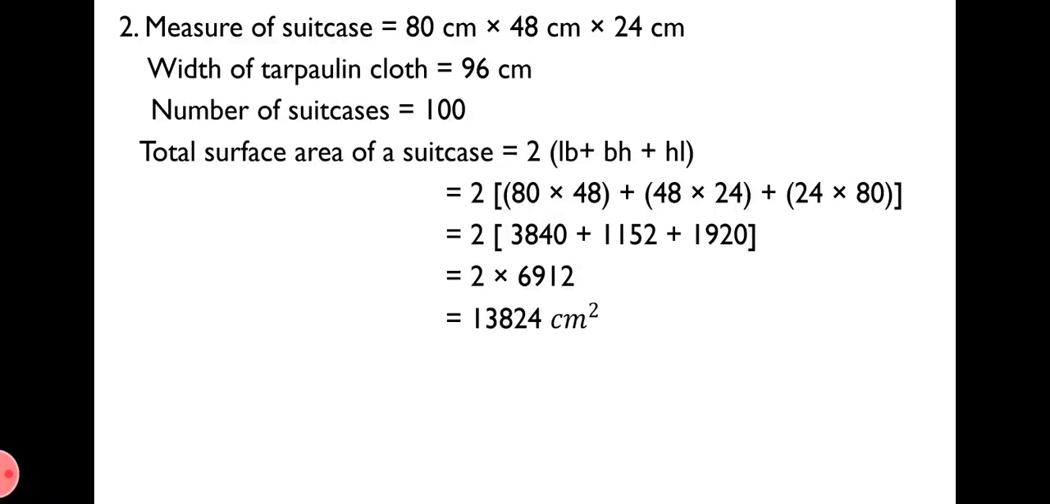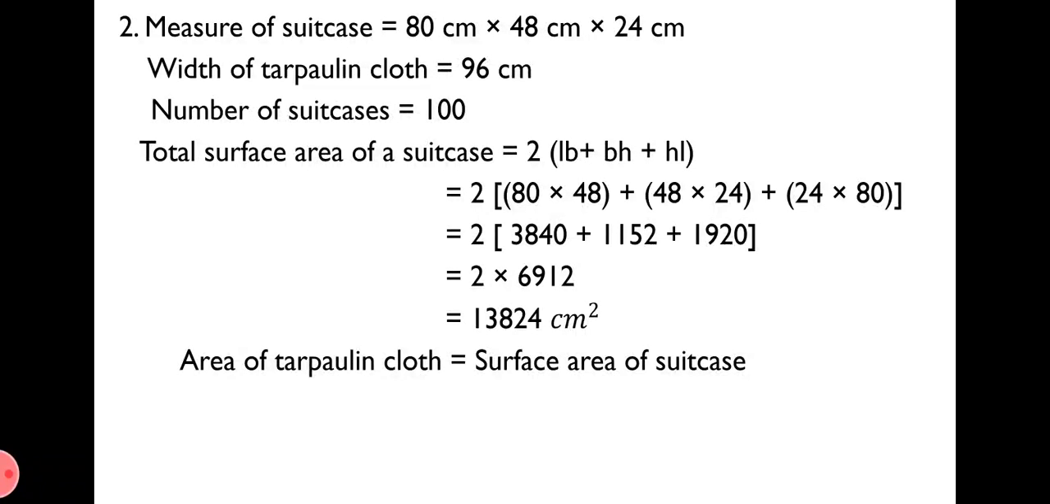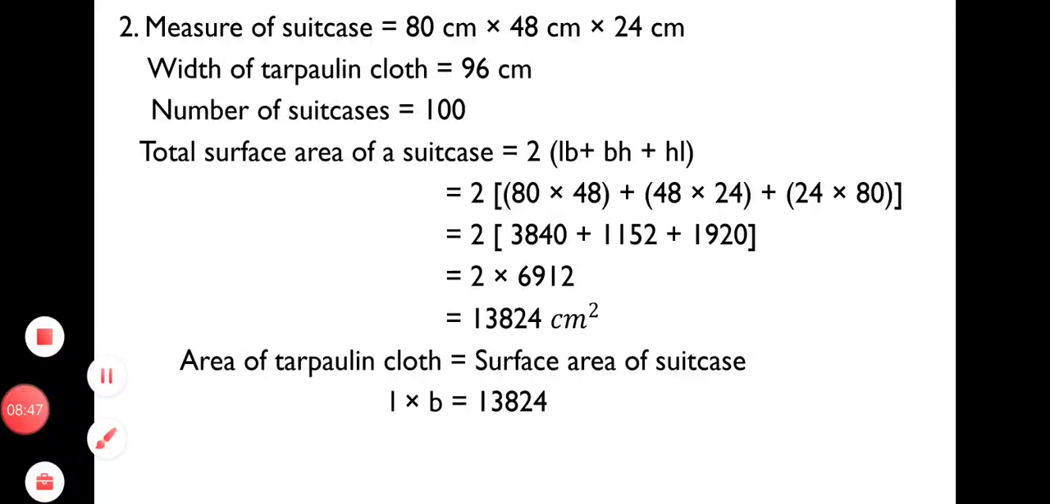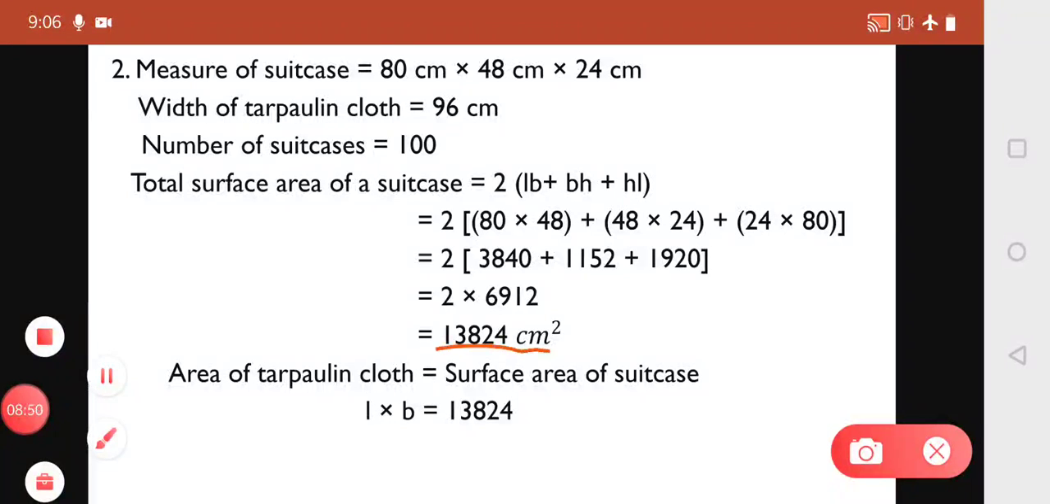Now also it is given that whatever is the surface area of the suitcase, that much tarpaulin cloth will be needed to cover it. Therefore we write area of tarpaulin cloth equal to surface area of suitcase. Now area of tarpaulin cloth is given by length into breadth, because cloth is a 2D rectangular shape. So we write area of tarpaulin cloth is equal to length into breadth, and already we have seen above that we have found out surface area of suitcase, that is 13,824.